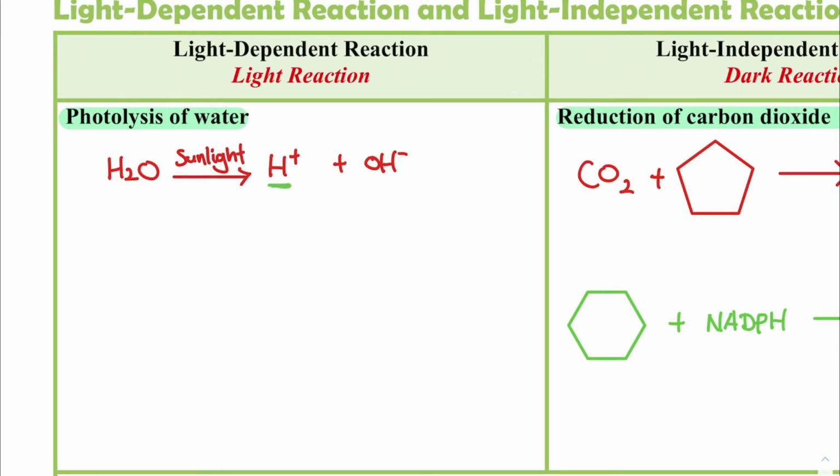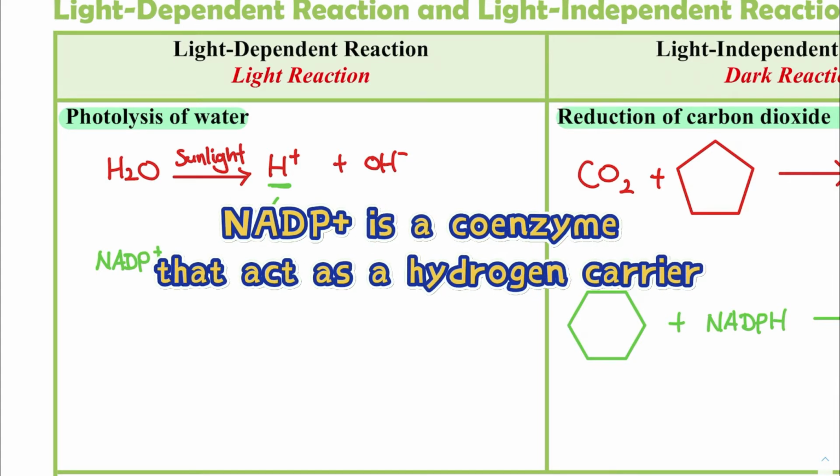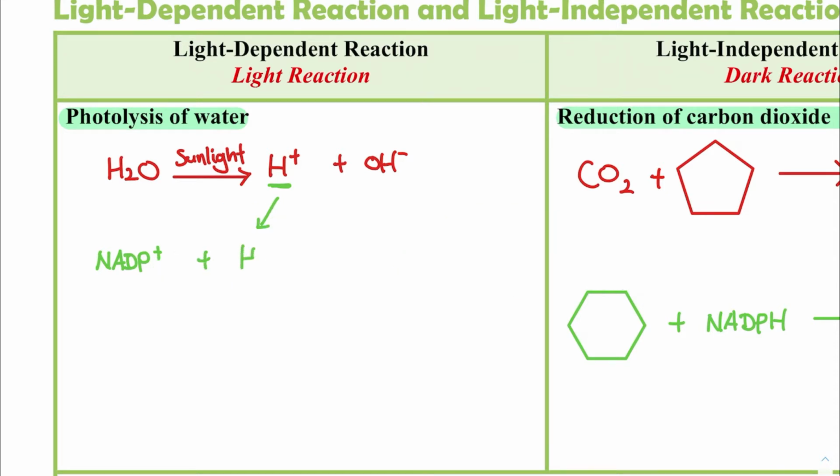So the first one, H+, combines with the thing that we mentioned just now, NADP+. Now what is this thing? It's actually a coenzyme that functions as a hydrogen carrier. This means it is going to combine with a hydrogen ion, which comes from the photolysis of water just now, and form something called NADPH.